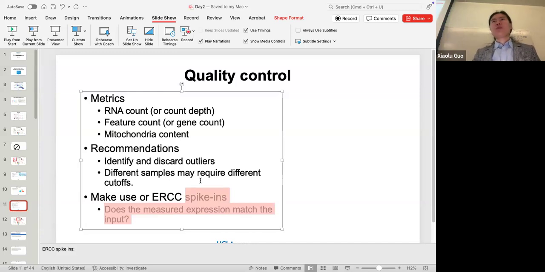If you plot the spike-in mRNA, with the original concentration or amount on the x-axis and what you get from the data analysis after sequencing on the y-axis, it should look like a line. They should be highly correlated, and then that's a good sample.